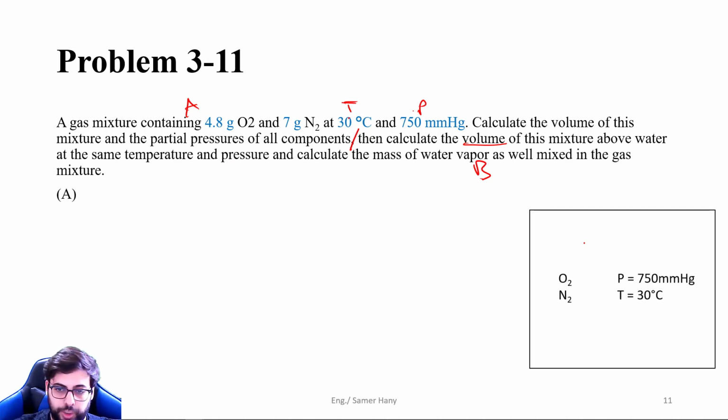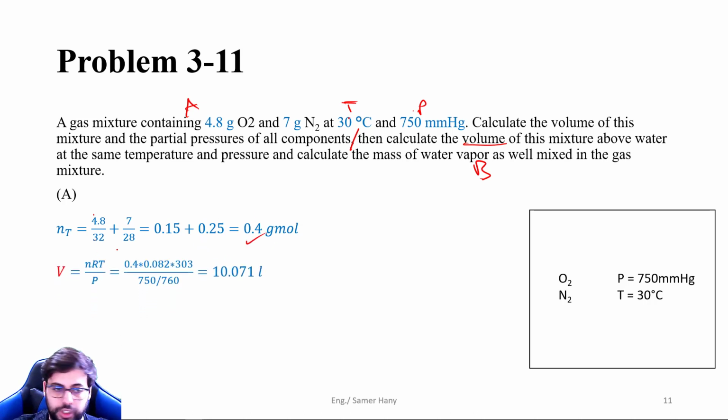Part A just says we have oxygen and nitrogen in a container at a certain pressure and temperature. So the total number of moles would be the mass of oxygen over the molecular weight of oxygen plus the mass of nitrogen over the molecular weight of nitrogen, and we get the total number of moles. The volume is just simply nRT over P. We can get the volume for that container, for that gas.